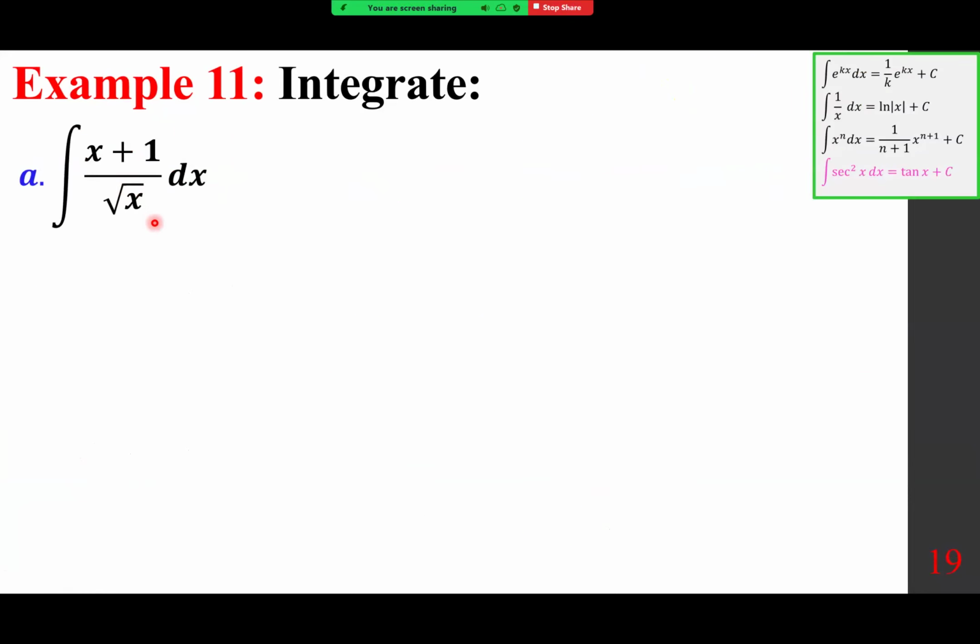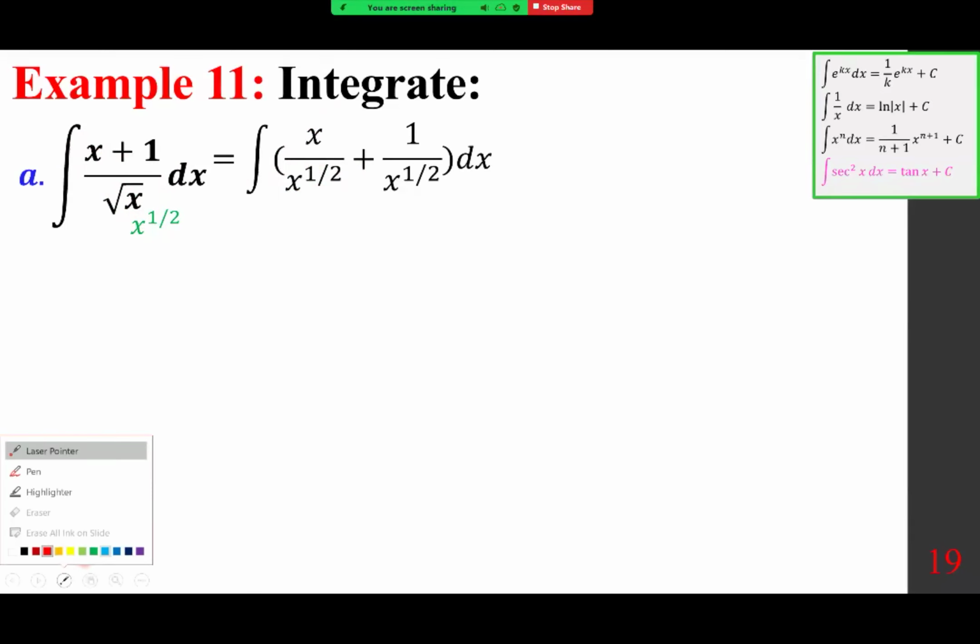Again, we are going to cut this into two fractions, this one and this one, by changing this to x to the power of 1/2. So this changes to x to the power of 1/2, x over x to the power of 1/2. This is x to the power of 1 because the exponent is 1, everybody. And we don't have an exponent, the exponent is 1. It's not 0, just be careful. 1 minus 1/2. So it's x to the power of 1/2, this is x to the power of negative 1/2.